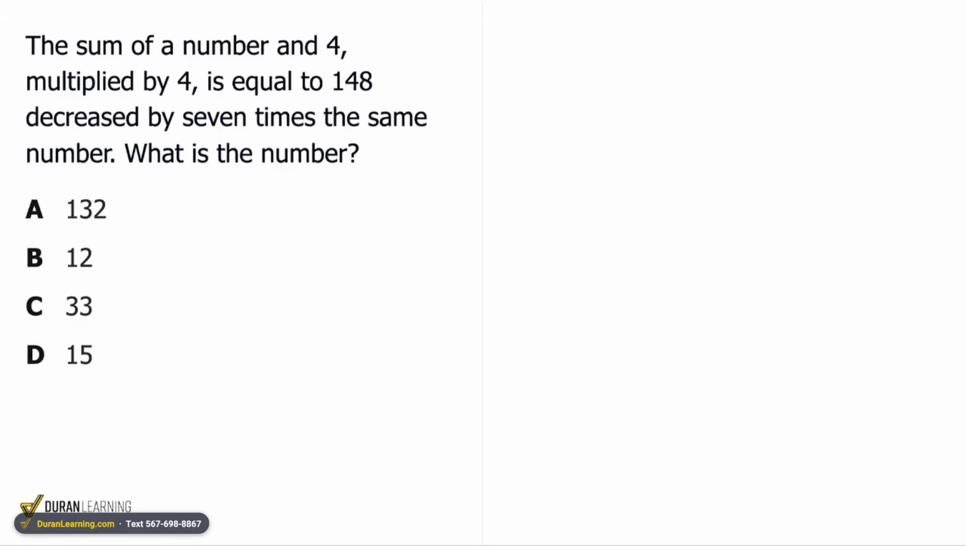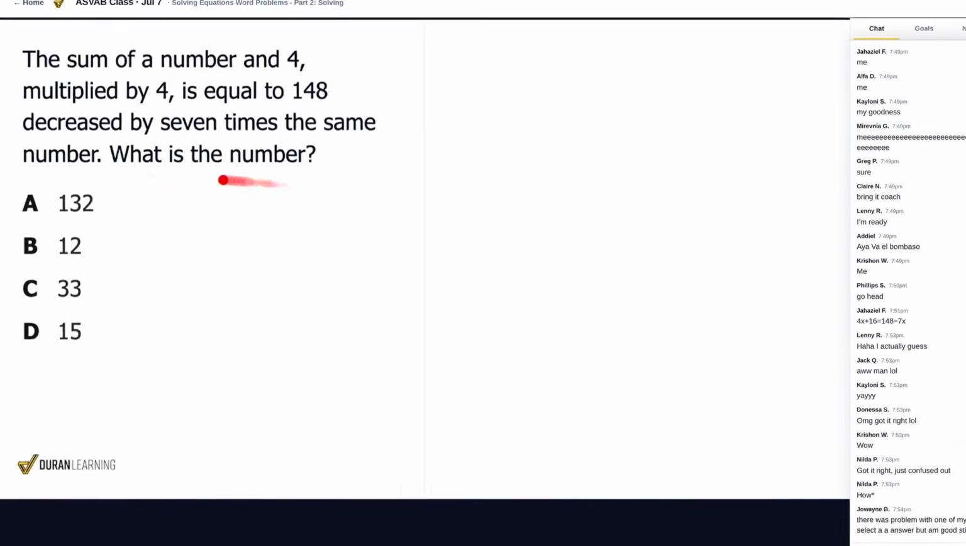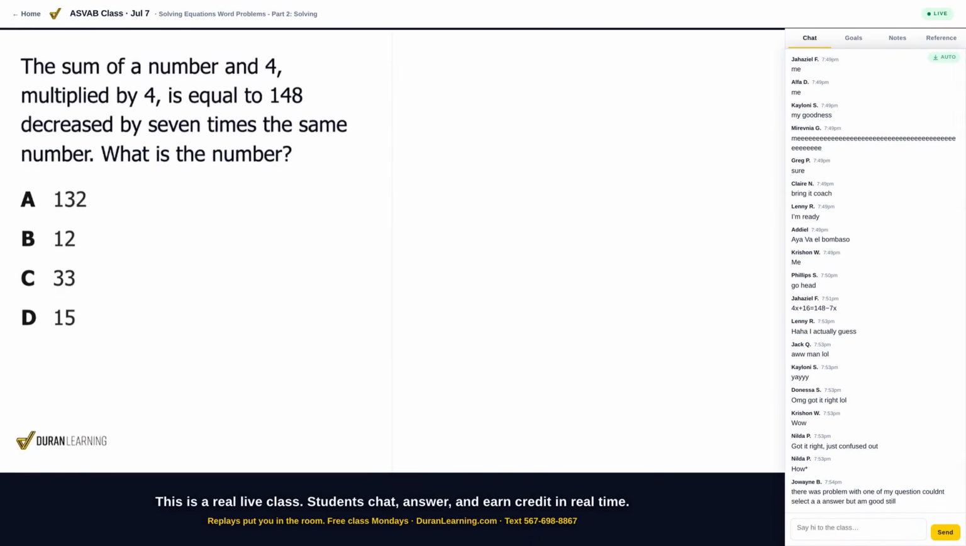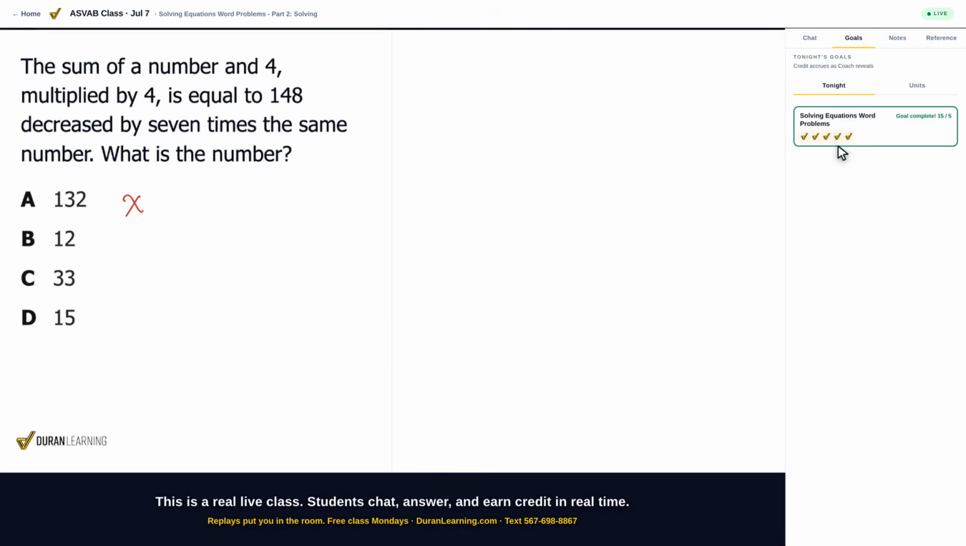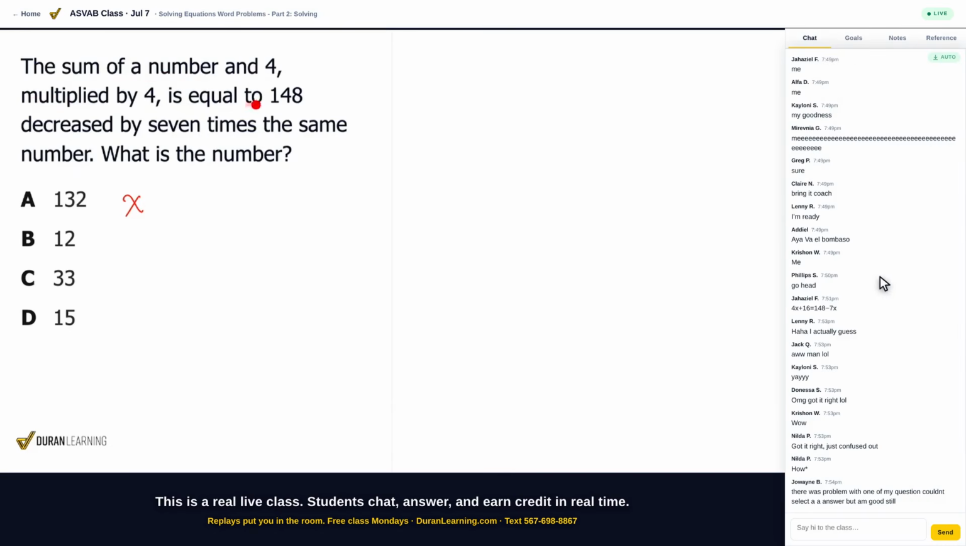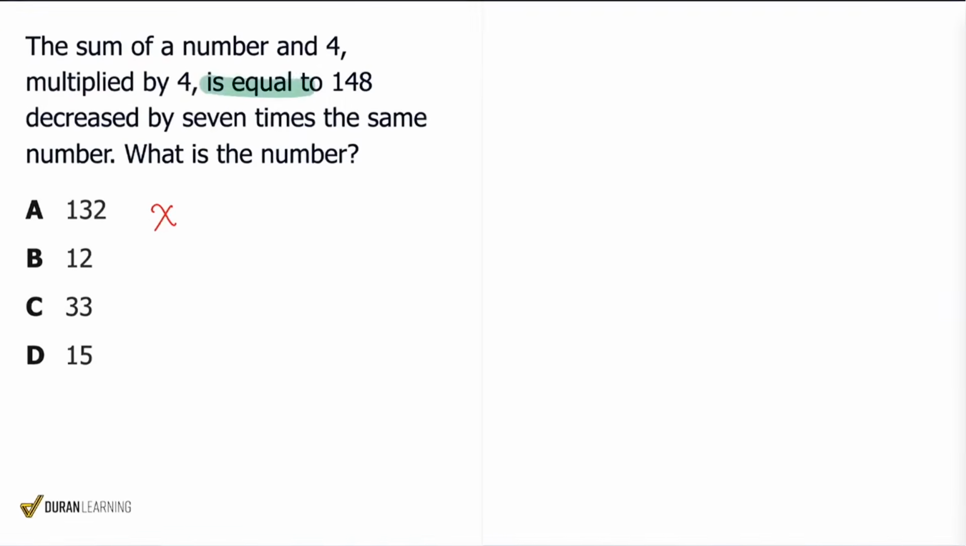So this problem here, everybody, what we're tasked with doing is finding that number. What is the number? I'll go ahead and use X for the number just to keep things simple. We're going to read through the situation and make sure we understand this front to back. So let's identify anything that makes sense mathematically, like "is equal to."